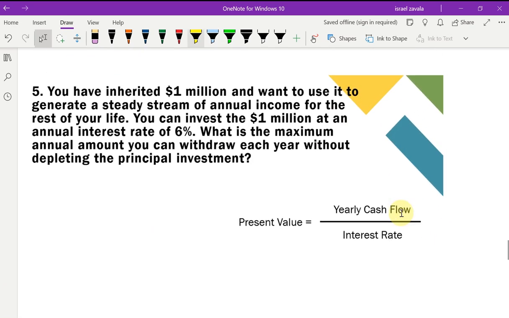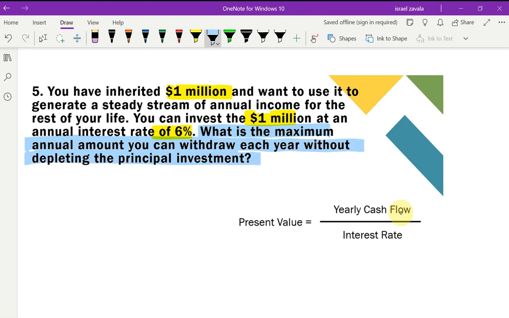Last one, okay? You inherited $1 million, should have had dollars on there, and want to use it to generate a steady stream of annual income for the rest of your life. You can invest the $1 million, okay, at an annual interest rate of 6%. What is the maximum? So here's the question. What is the maximum annual amount you can withdraw each year without depleting the principal investment?